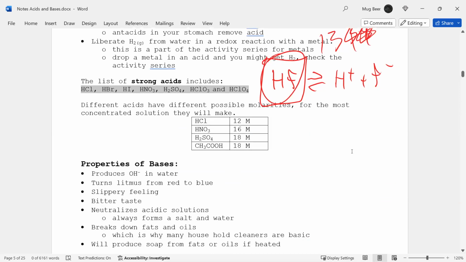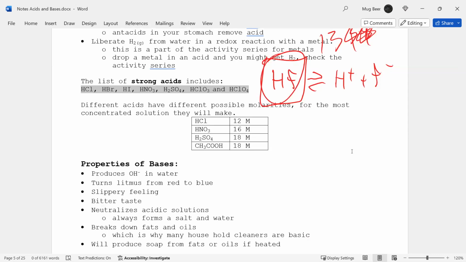These are the most common acids that you'll find in the lab: hydrochloric acid, nitric acid, sulfuric acid, and acetic acid. And those are the maximum concentrations that you can get. If you try to put more hydrochloric acid into a solution that's already 12 molar, it will leave as a gas. It cannot be more concentrated than that 12. And the same thing goes with the 16 and the two 18s.